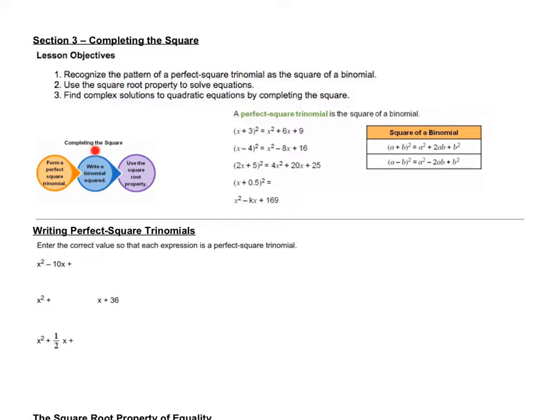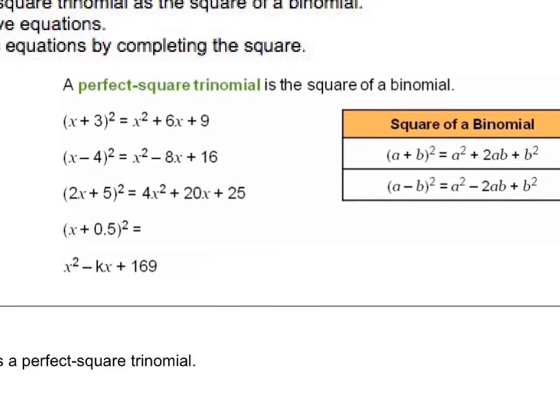Okay, so what we want to do when we complete the square is form a perfect square trinomial, which we'll talk a lot about, write a binomial squared, and then use the square root property to solve. So let's quickly talk about what a perfect square trinomial is. When you have a quantity, a binomial, meaning you have two terms, something like x plus 3, and you take that entire quantity and you square it, and when you multiply that all out, you end up getting x squared plus 6x plus 9. This is a perfect square trinomial.